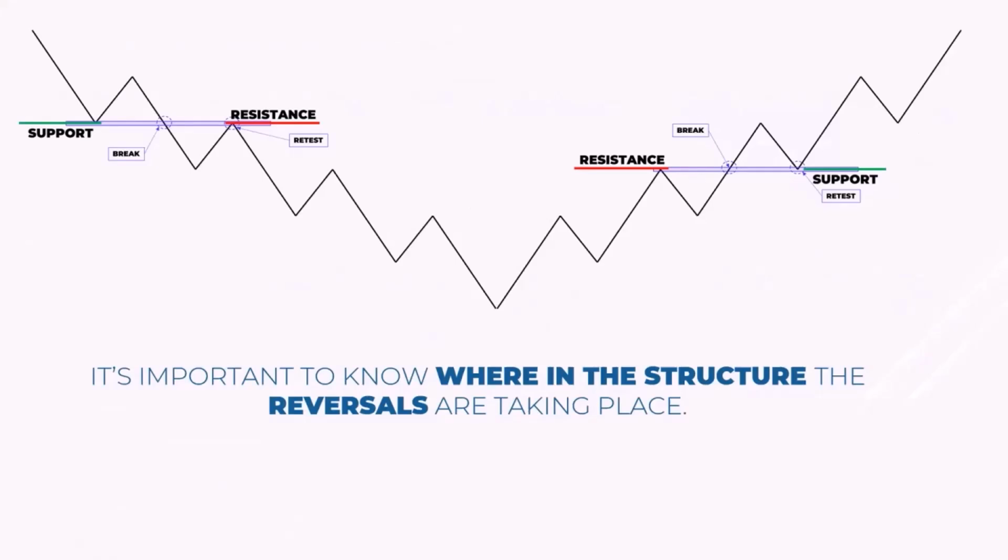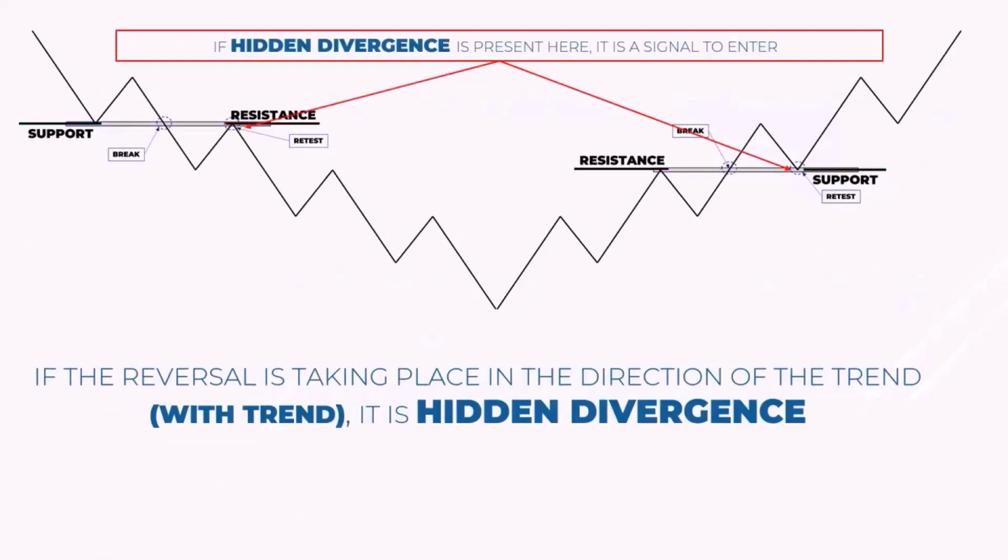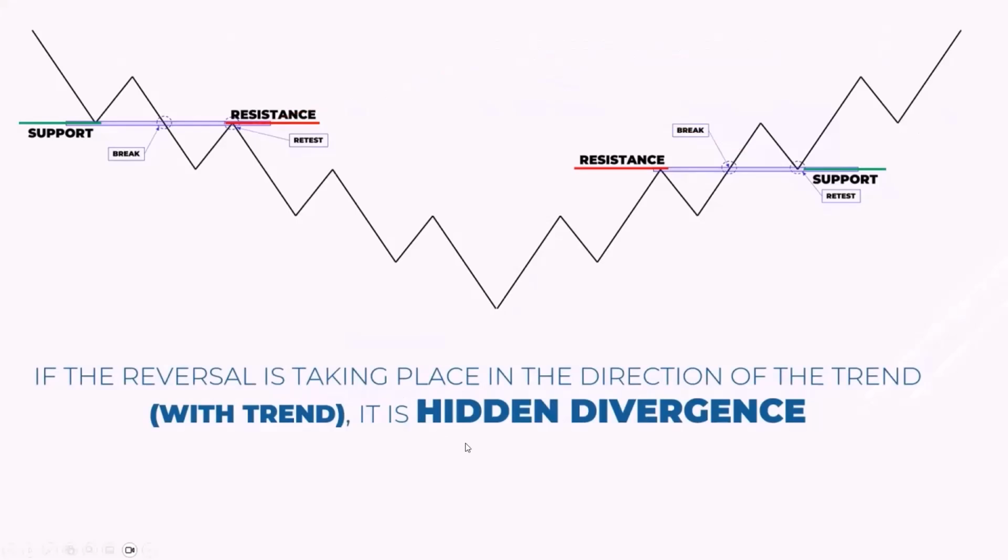And so, if the reversal is taking place in the direction of the trend, let's say price is going up and we're right here in time. Price is coming down to support and we see divergence here. That divergence says that price is going to reverse. It's pushing down, price is going to reverse and continue to go up. That up movement is the way the whole trend is going. So it's with the trend.